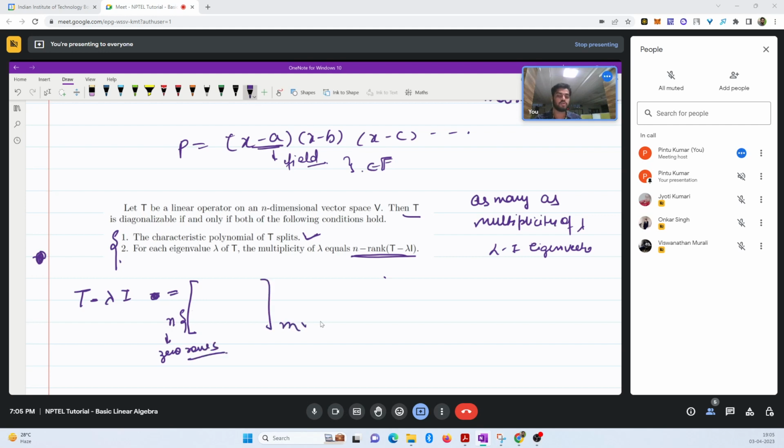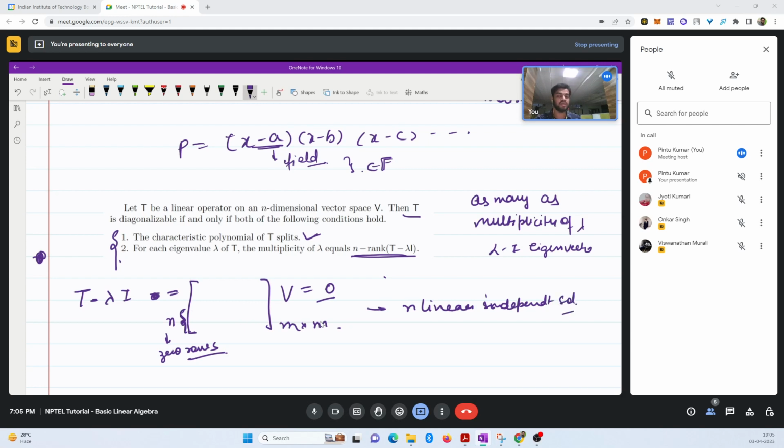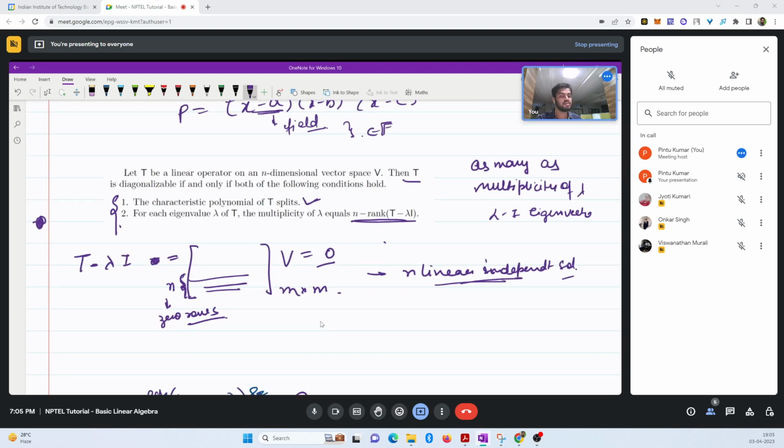let's say this matrix was m cross m, and if you have n 0 rows, then you will get n linearly independent solutions for this kind of thing, that is, Tv equal to 0. Is this thing clear? If you have n 0 rows in this row echelon, row reduced form, then you will have n linearly independent solutions. And rank is just the opposite. What is rank? Rank is the number of non-zero rows.